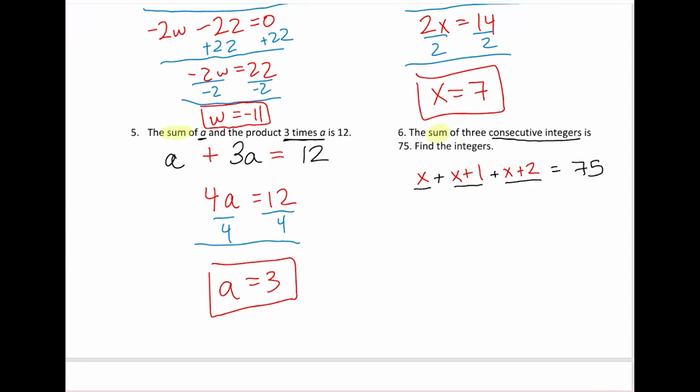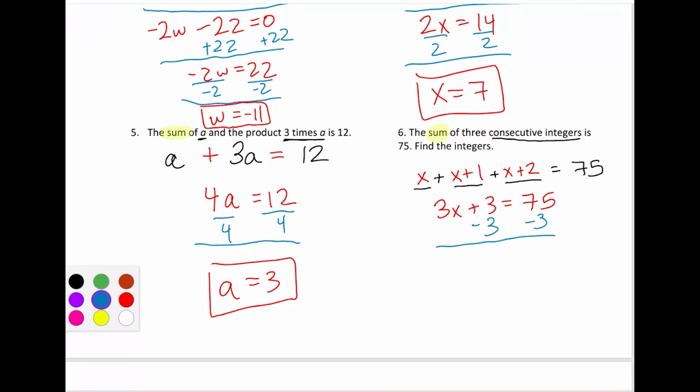Now we want to make sure that we're answering the question that's being asked here. As we solve this equation, x plus x plus 1 plus x plus 2, if we combine the like terms, we've got 3 x's, and then 1 plus 2 is 3. As we solve this equation, we are only going to get one of the 3 integers because we're only going to have one number for x. 3x equals 72. And then if I divide both of these by 3, I'm going to get x equals, what would that be, 24, I think?